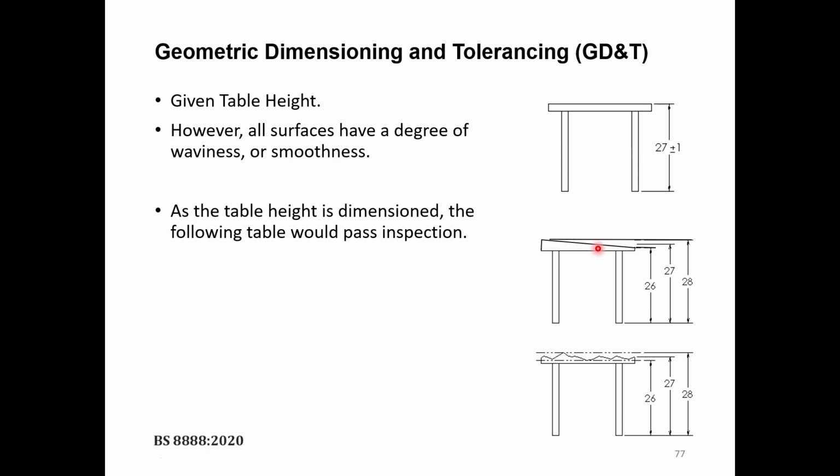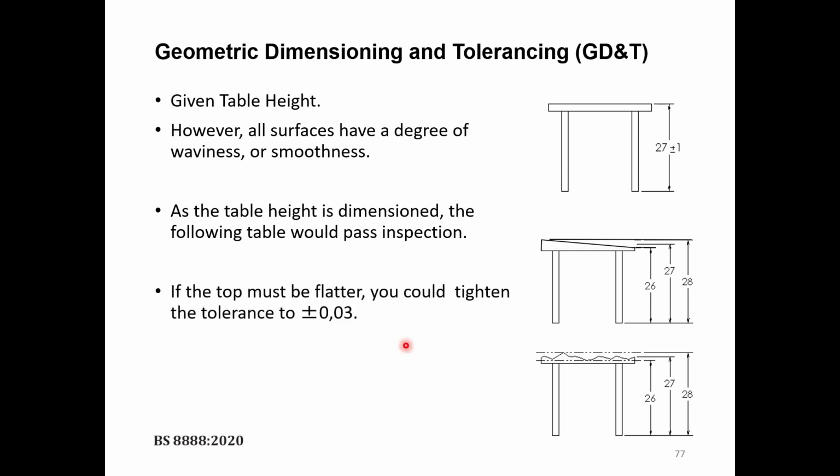But they are not quite similar in terms of the surface that they have. So how can we think about controlling this surface as well, the flatness of the surface? This is where we use GD&T. One way of doing this, if we wanted the top surface here to be flatter, is to tighten the tolerances a little bit. Instead of plus or minus 1, we could say plus or minus 0.03 mm or inches here.